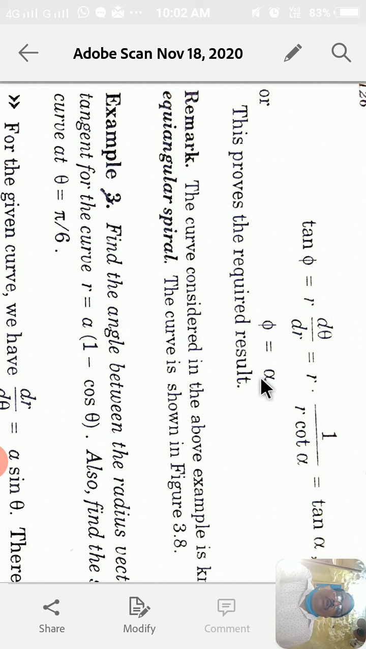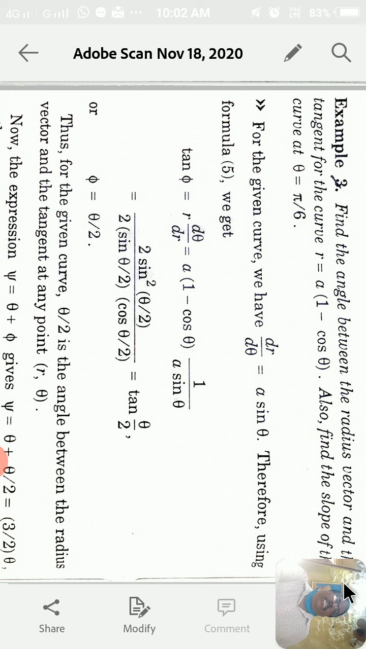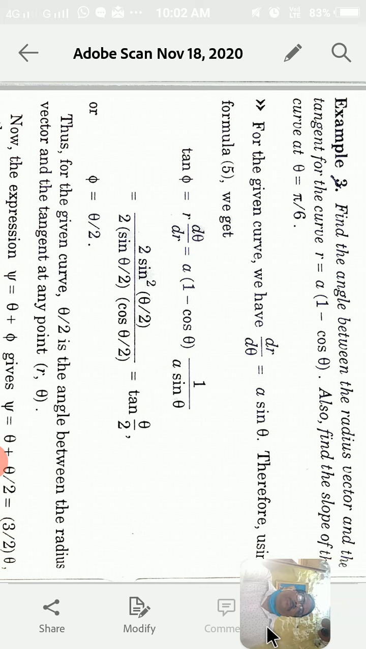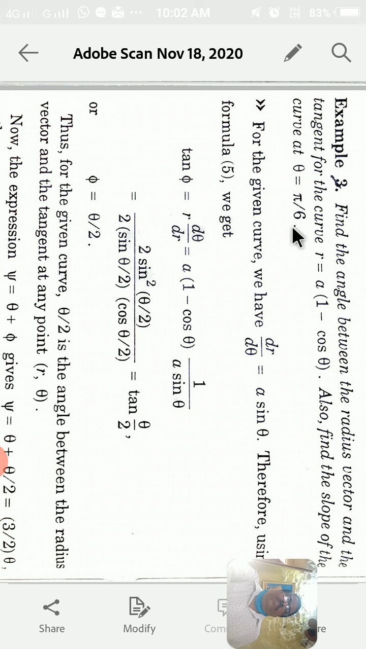Okay, so like that you have to solve the problem. So we take another problem. Find the angle between the radius vector and the tangent for the curve r is equal to a into 1 minus cos theta. Also find the slope of the curve at theta is equal to pi by 6.